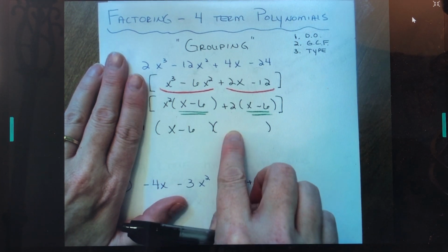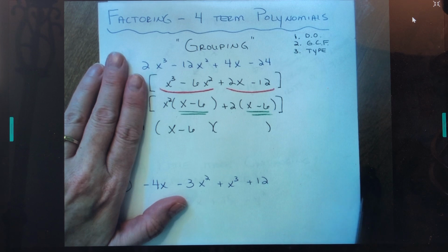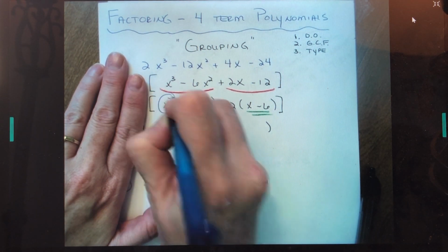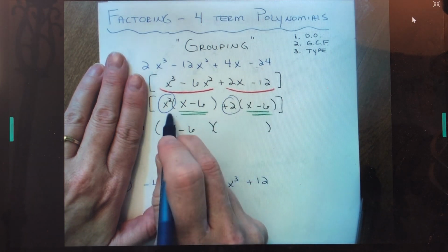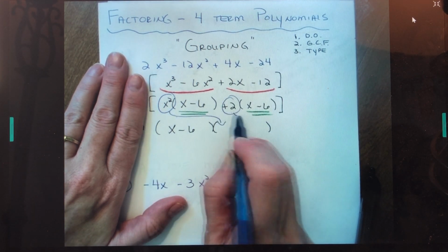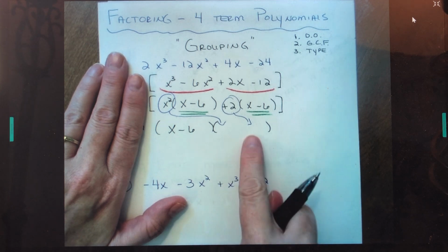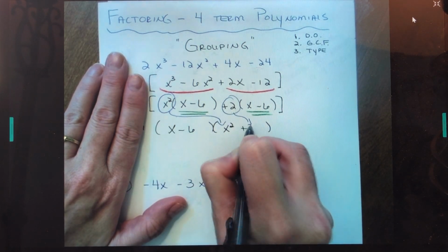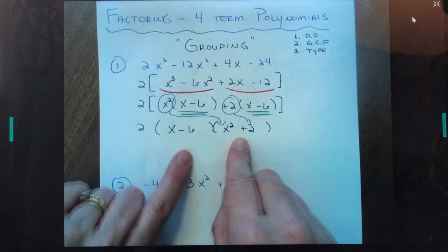What goes in the second set of parentheses is what I like to call the leftovers. And those were the GCFs that we had pulled out. So we take those GCFs and we literally map them into this second set of parentheses. So I have my x squared and then I have my plus 2. So that is called grouping.